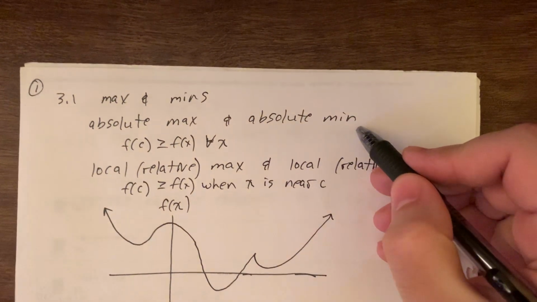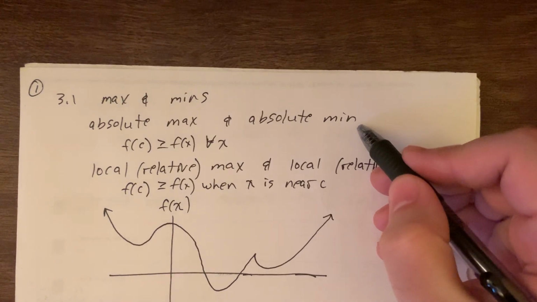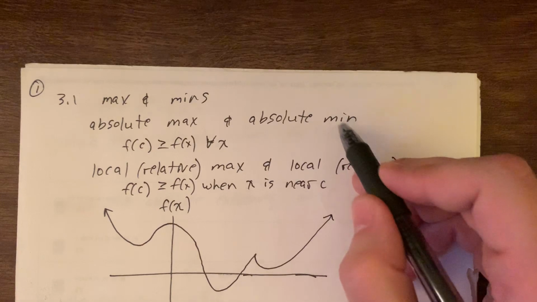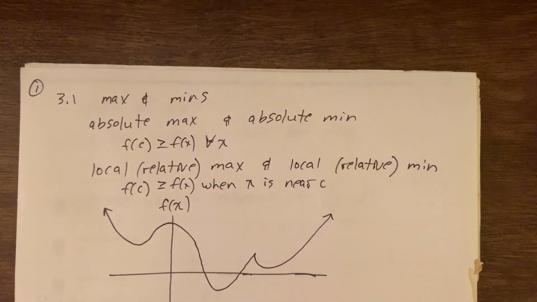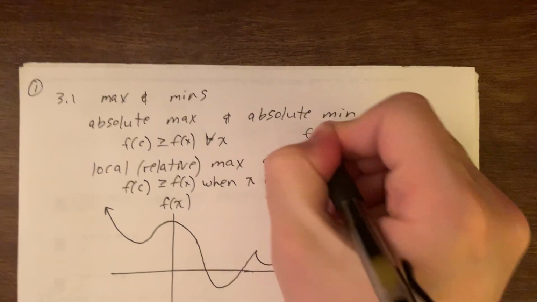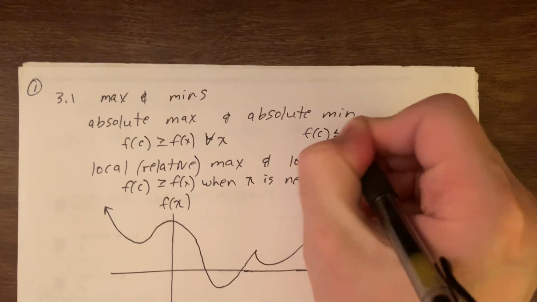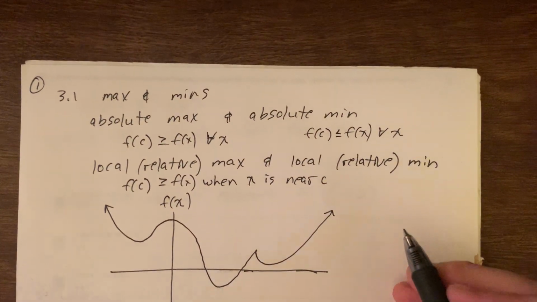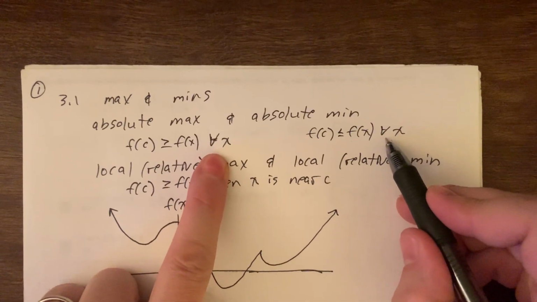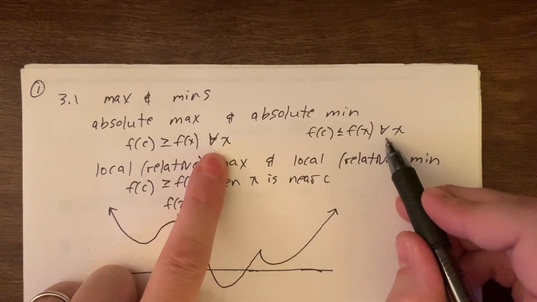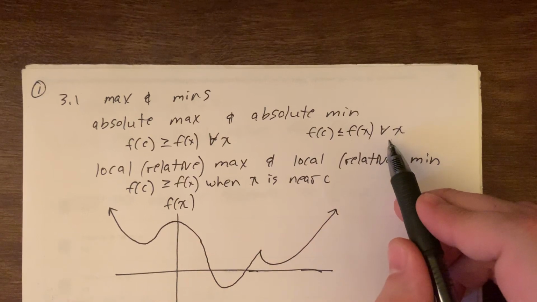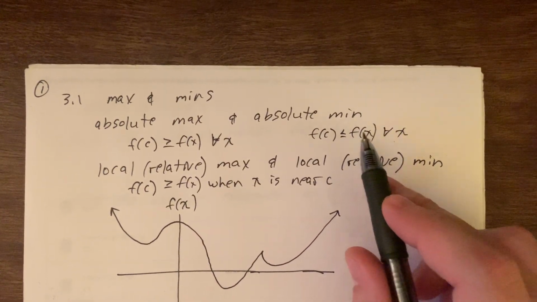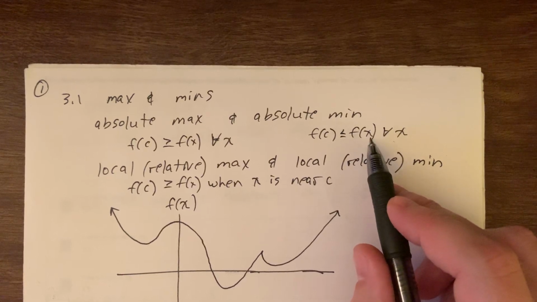The idea of an absolute minimum would be the exact same, but the opposite. The max is the biggest y value for the entire function. The min would be the lowest y. So we would have f of c is less than or equal to f of x for all x. By the way, that looks like an upside down capital A. That is the math symbol for all. But now to realize those are absolute maximums, the absolute biggest and smallest y value.